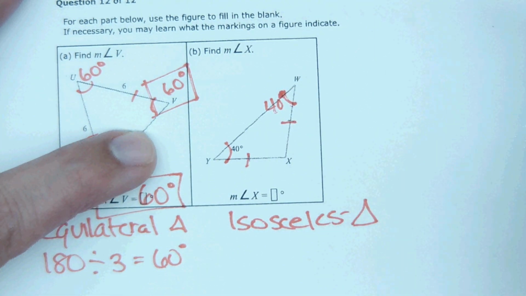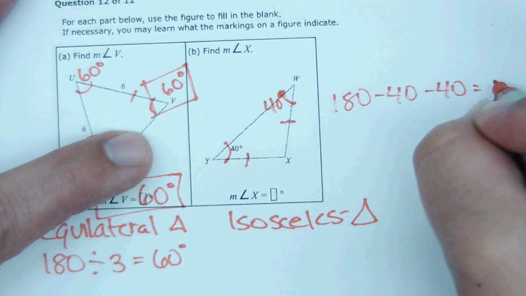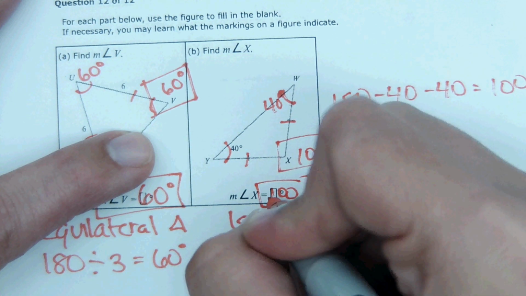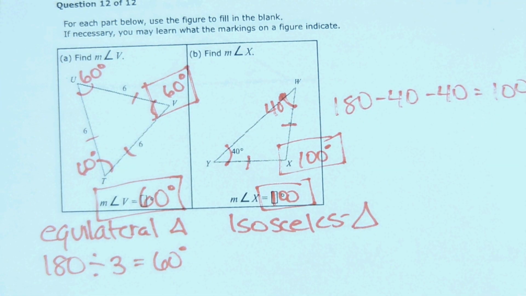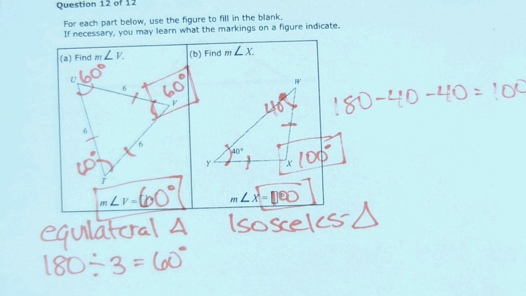And then for isosceles, the two base angles are the same measure. It shows these two sides are the same. This would then be 40 degrees. It's asking for angle X though. So to find X, you need to do 180 minus 40 equals 100. So X equals 100 degrees. That's all.